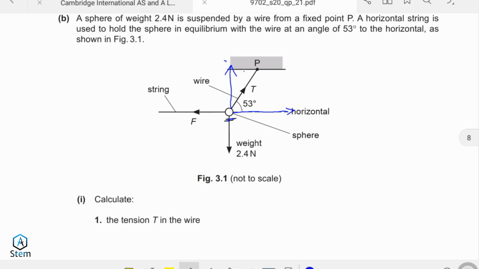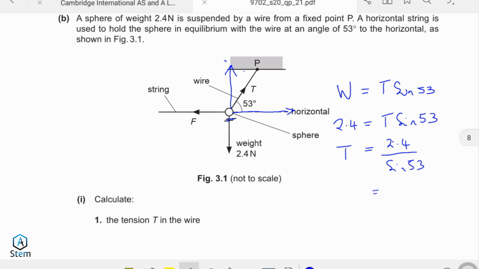Now, going to the vertical forces, we can see that the weight should be balanced by the vertical component of T, and the vertical component of T is T sine 53 degrees. Now if we substitute the values, we will have 2.4 is equal to T sine 53, and our T is going to be 2.4 divided by sine 53. If we punch in the numbers properly, we are going to get our T being equal to 3 newtons. All right, let's go to the next.